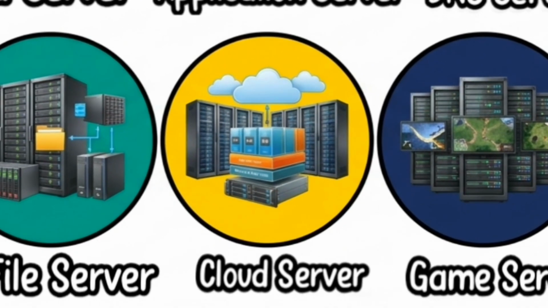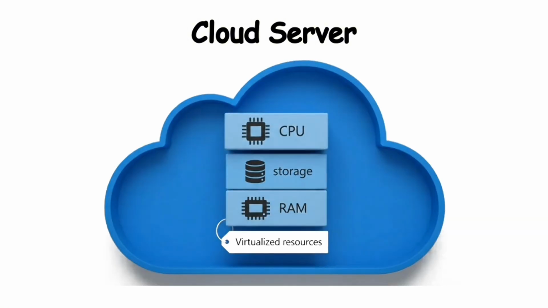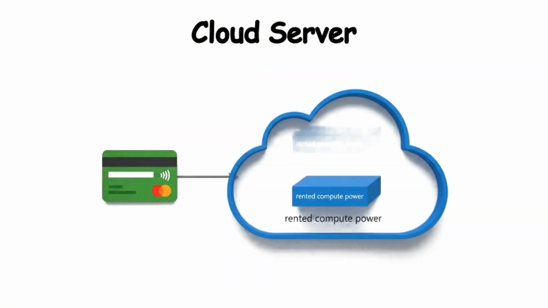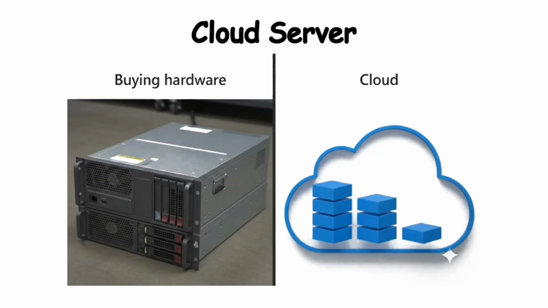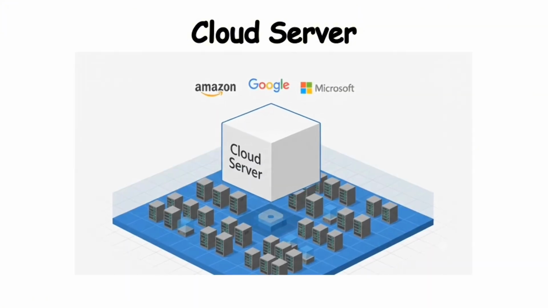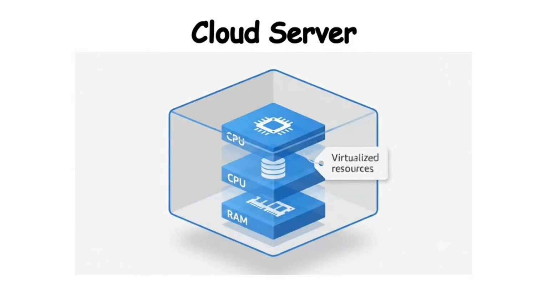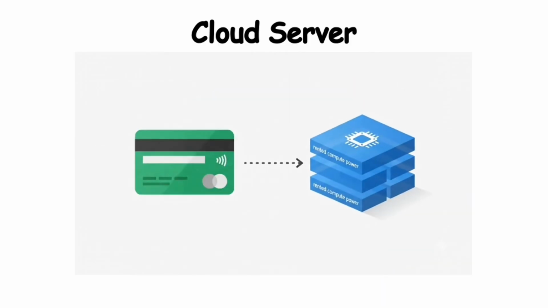Cloud server. A cloud server is a virtual server hosted in a data center by companies like Amazon, Google, or Microsoft, accessed entirely over the internet. Instead of buying hardware, you rent computing power. You tell the provider how much CPU and RAM you need, and a server is ready in minutes. If traffic spikes, you scale up. When it drops, you scale back down.